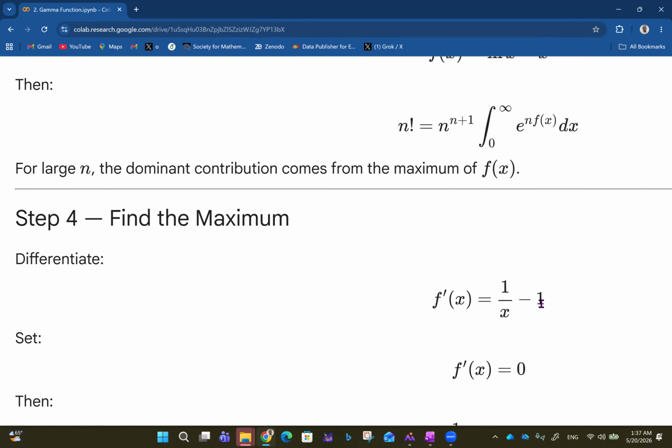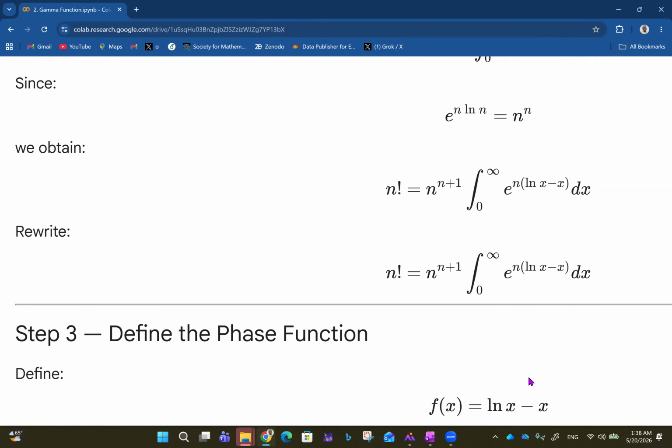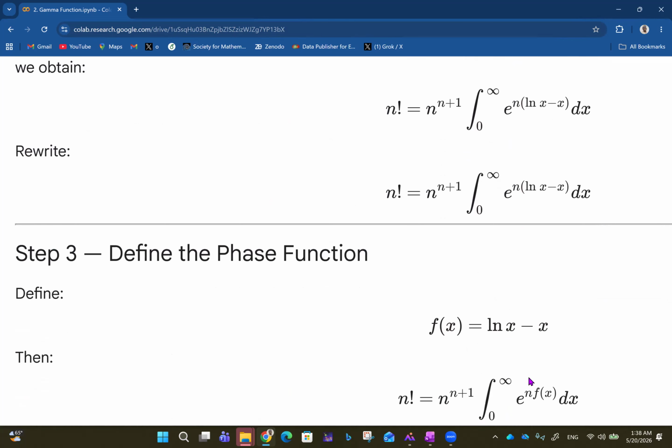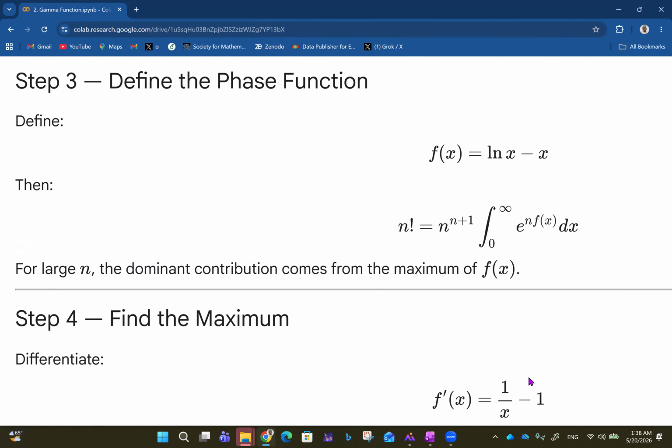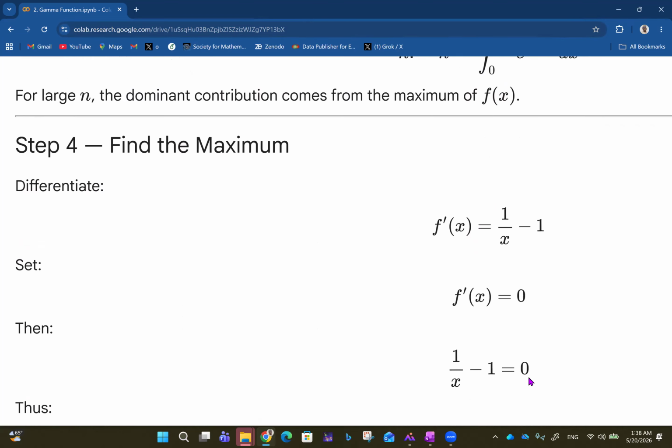So if you differentiate, we can then set f prime of x to 0. How did f of x come in here? Okay, f of x originally was ln x minus x, right? So if we differentiate ln x minus x, we get 1 over x minus 1. That's what we have here.